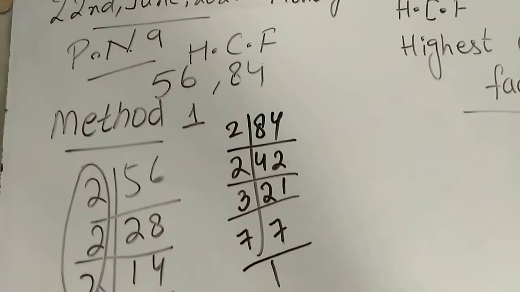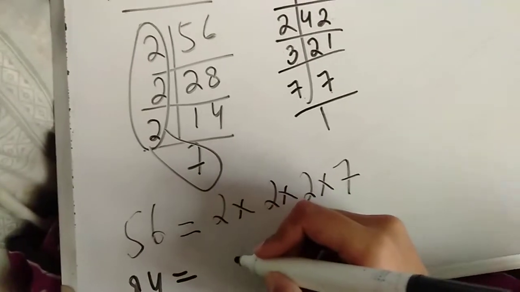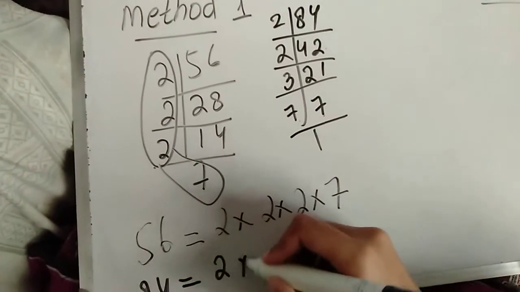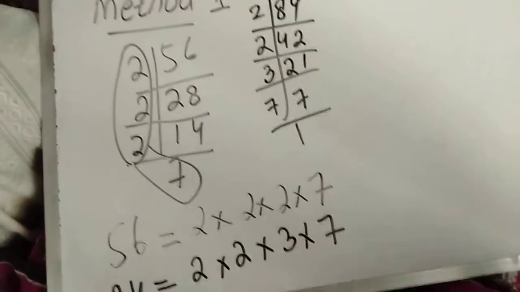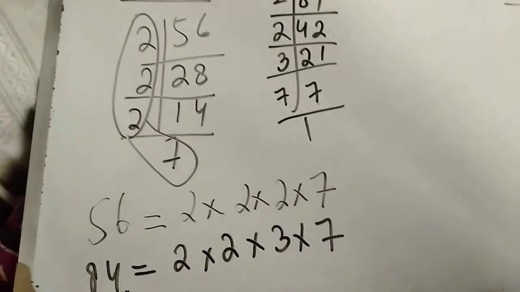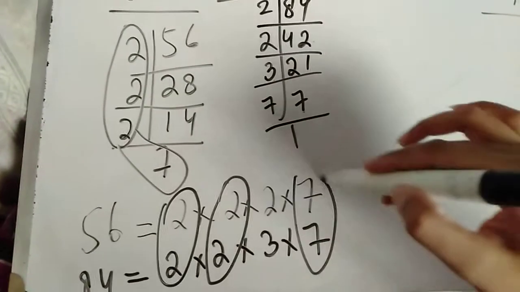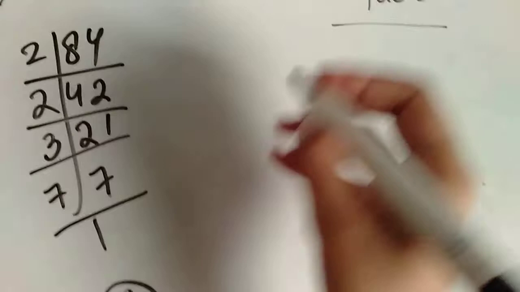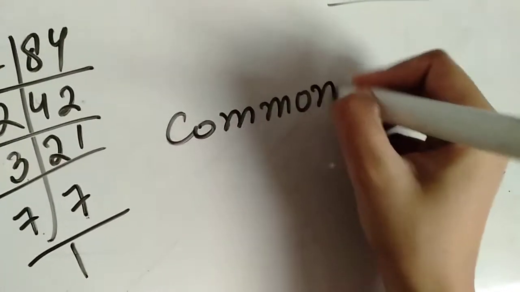So these are the prime factors of 84. We will write here 2 into 2 into 3 into 7. Now we will find the common prime factors. 2 is common, 2 is common, and 7 is common. Now we will write the common prime factors of 56 and 84.